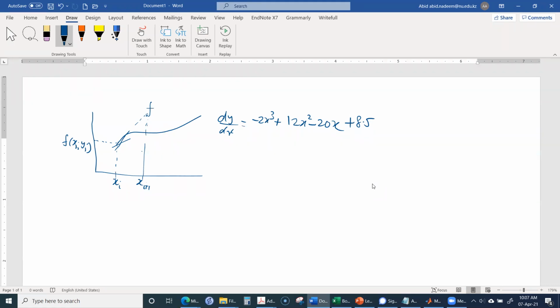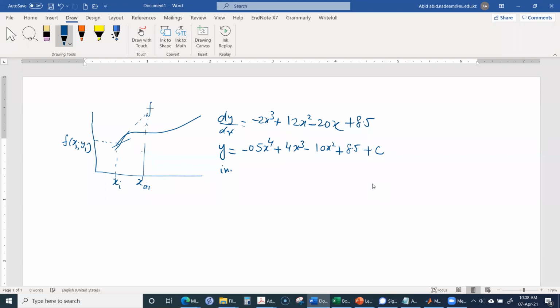In this case, if you want to find its analytical solution, you will integrate it. Then what you will find is minus 2x to the power 4 over 4, which is minus 0.5x to the power 4, plus 12x cubed over 3, which is 4x cubed, minus 20x squared by 2, which is minus 10x squared, plus 8.5x, and then plus c.